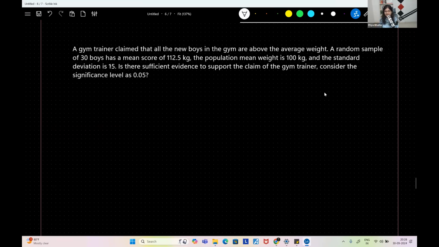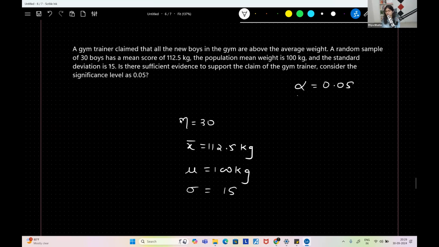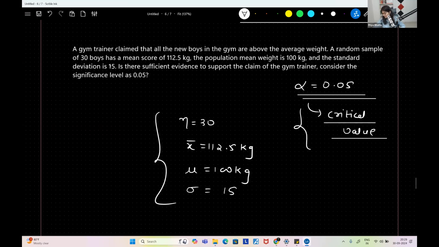Here you can see a gym trainer claimed that all new boys in the gym are above the average weight. A random sample of 30 boys picked up has a mean of X bar 112.5 kg. The population mean weight mu is 100 kg, and the standard deviation sigma is 15. Is there sufficient evidence to support the claim of the gym trainer? Consider the value of alpha, which is the risk factor, as 0.05. This alpha helps you find the critical value from the table, which I will show you later. But given these values, can you tell me how you will solve this problem?